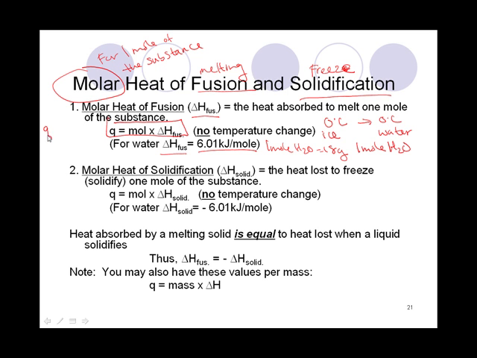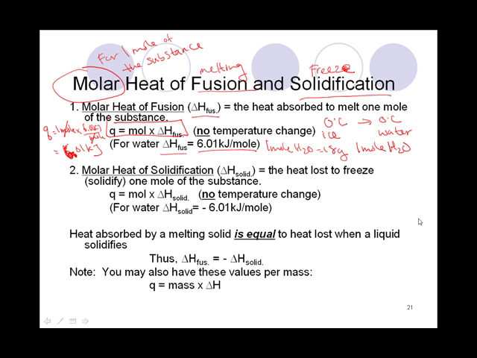I see the amount of energy to change 1 mole of ice to 1 mole of water at 0 degrees Celsius. I'm going to multiply this by 6.01 kilojoules per mole, and that gets me 6.01 kilojoules, because the moles cancel out. That's 6.01 kilojoules of energy that I need to add to the 0 degrees Celsius ice to change it into 0 degrees Celsius water.